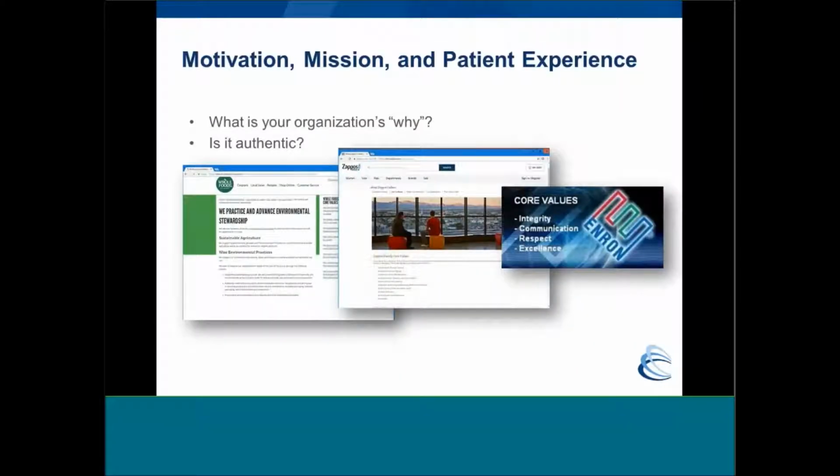So pull it back to Carillion. When you think about, well, what is our organizational why? Why do we come to work every day? Why do we do what we do? How does that tie into our motivation? And is it authentic? I put 3 on here, and I think we'd probably get right which of these didn't have authentic core values, and it might be Enron, right? Integrity, communication, respect, and excellence, right? But what is our why?